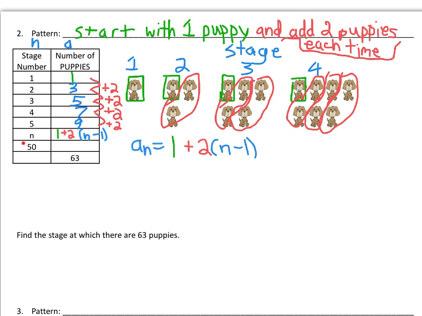We can use that general equation now to solve for 50, right? I don't have to keep making this table. I want to be able to jump to any number. That's why we make this general equation. So take a moment, plug in 50 in place of n, and see what you get.